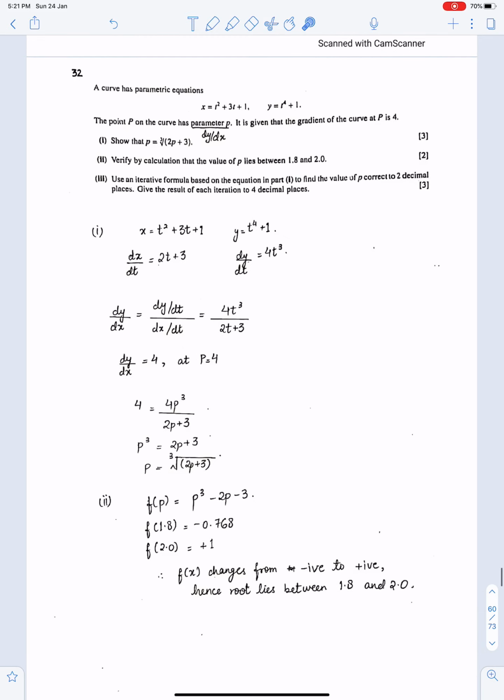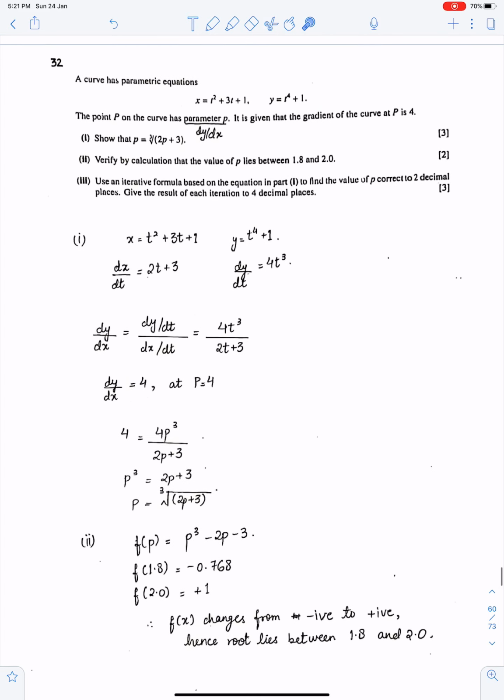Question number 32. The curve has parametric equations. The point P on the curve has parameter P. It is given that the gradient of the curve at P is 4. Show that this equation. This is so simple. These are parametric equations. You know how to differentiate parametric equations. This is dx upon dt, this is dy upon dt, and this is the gradient formula for parametric equations.